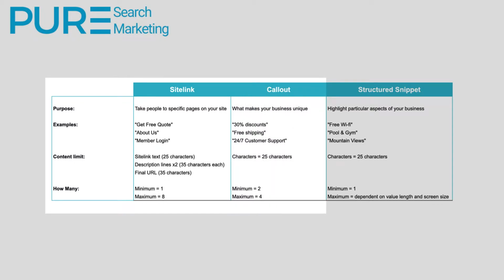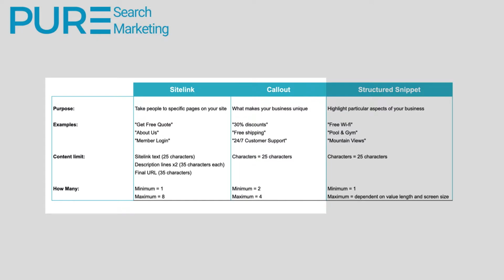Now we come to callouts. When you use a callout, think about what makes your business unique. It's a way for you to show off about your business. So for example, you've got 30% discounts, or you might offer free shipping, or you might offer 24/7 customer support. Whatever your unique factors are, this is where you need to put them in your ads.